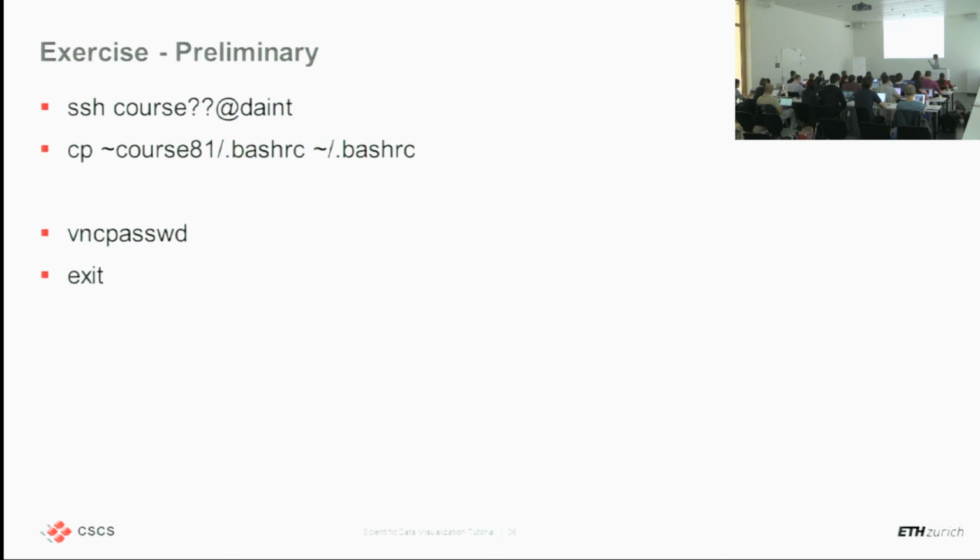You copy the course bashrc to your own bashrc. This is my ID here. I've added a couple of things which are nice. You'll need to create a VNC password. So just type the command vncpasswd. Decide on a password for yourself. Make it easy. Remember it. Write it down on a piece of paper. It's just for today and tomorrow. And exit.